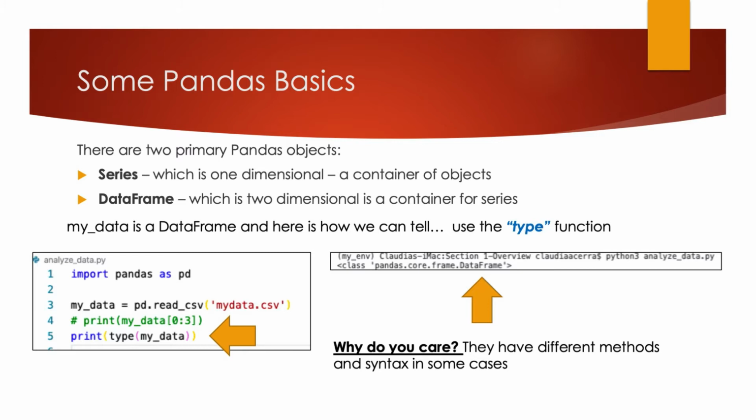And here's how we can tell. We can use the type function, as I do here, print type my_data in parens, and you see it comes back as class pandas.core.frame.DataFrame. Why do you care if it's a series or a data frame? Because they're similar. You care because they have different methods and syntax that you would use in certain cases. So you need to be clear. If you're getting an error, it may be because you're applying series methods when you're using a data frame.